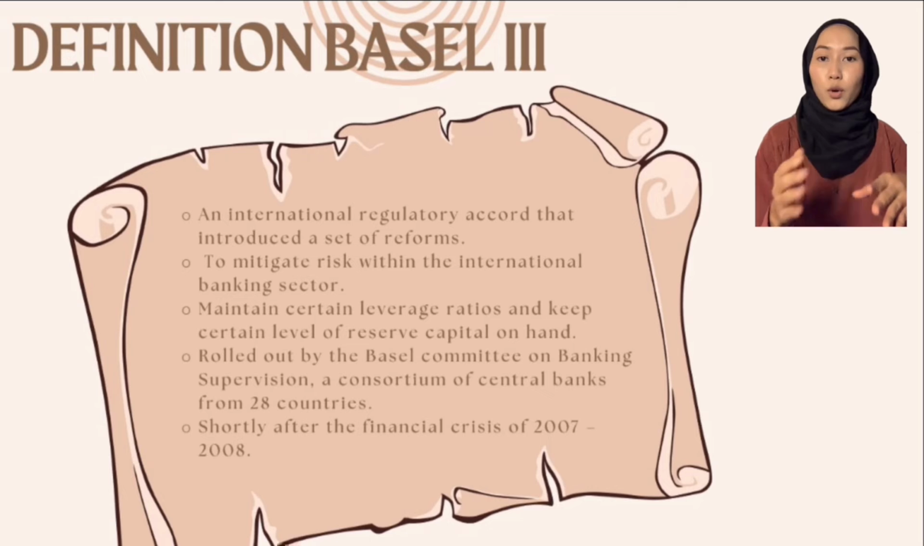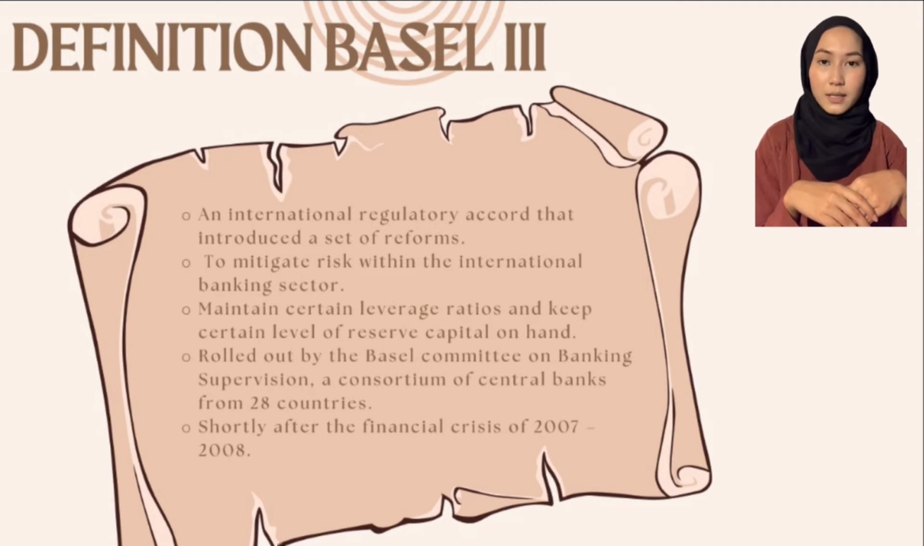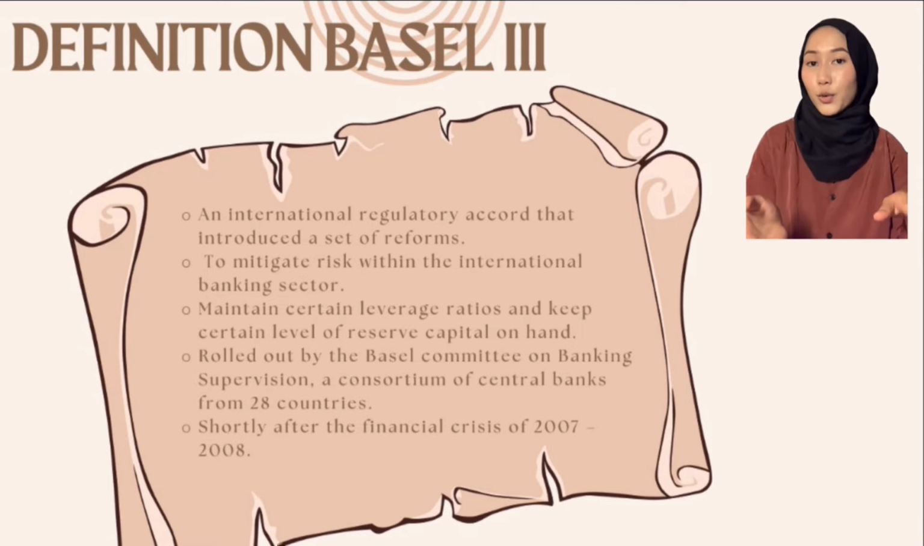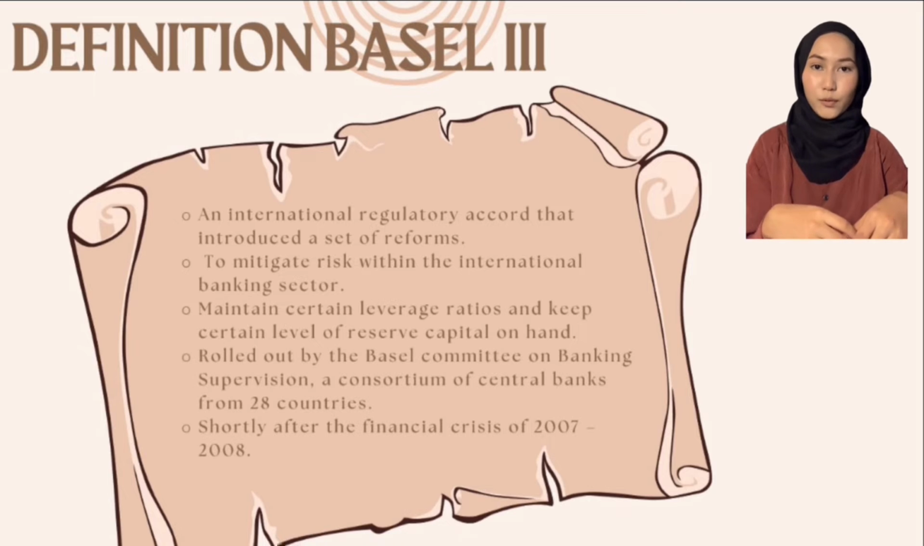Basel III was rolled out by the Basel Committee on Banking Supervision, a consortium of central banks from 28 countries, shortly after the financial crisis of 2007 to 2008. During that crisis, many banks proved to be over-leveraged and undercapitalized despite earlier reforms.